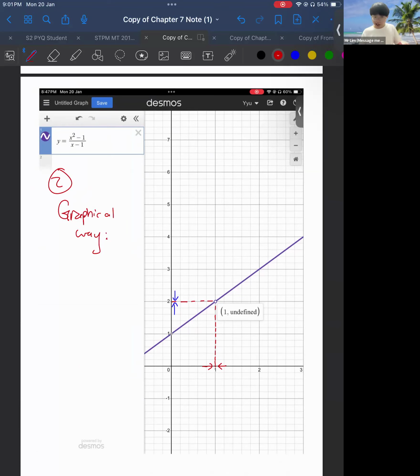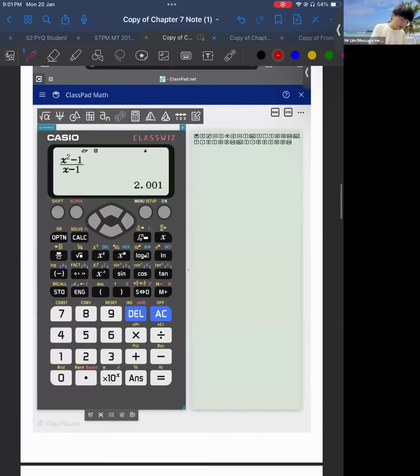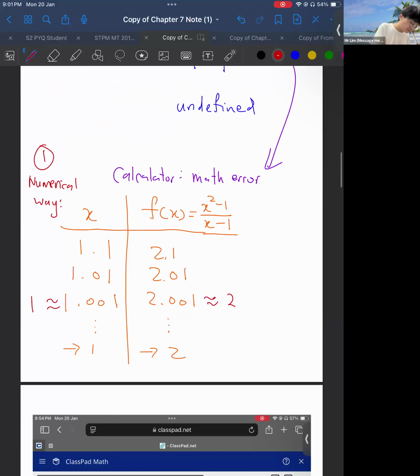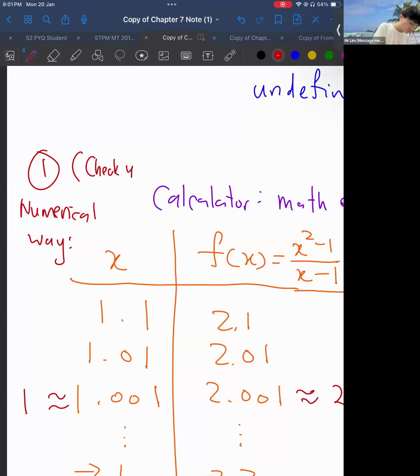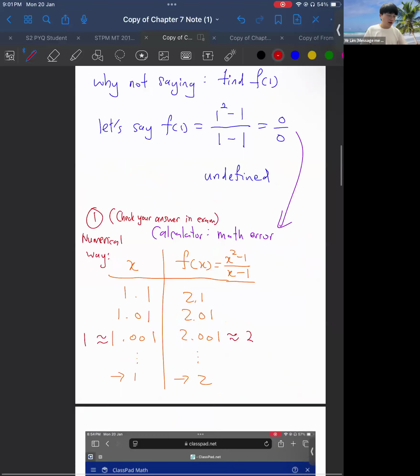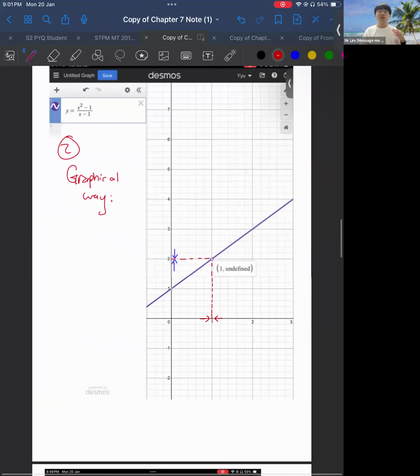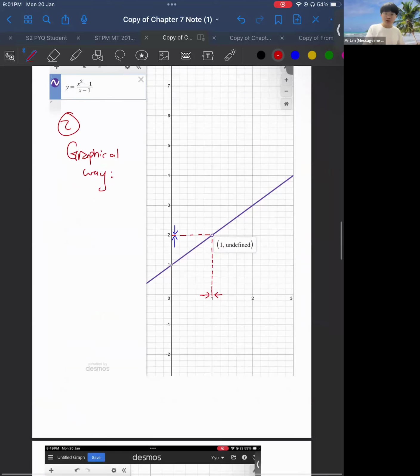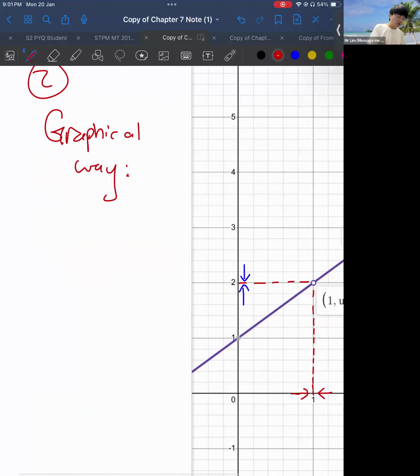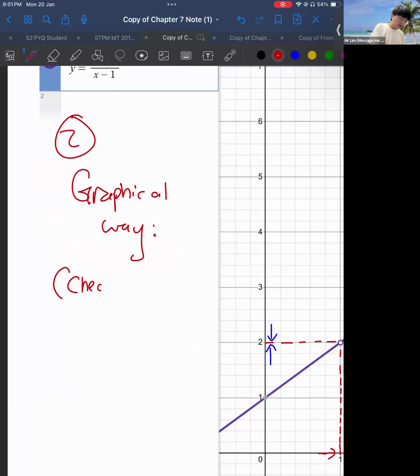The numerical way is when you want to check your answer in your calculator. But in the exam, you cannot check with a graphical calculator. This one is for when you do homework, you can use the graphical calculator to check. Okay, check when you do homework.